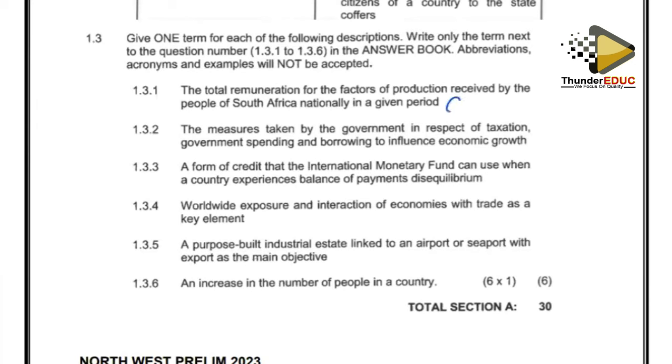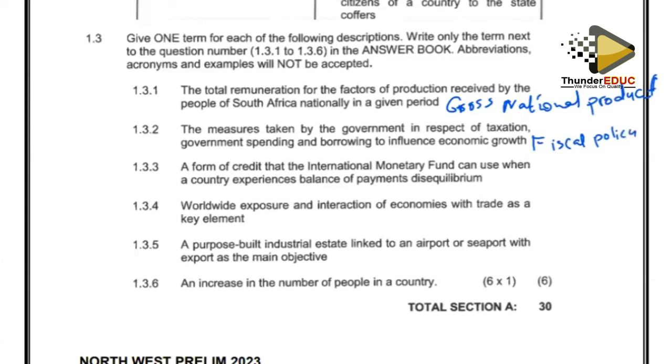Gross domestic product. This is gross national product, which is GNP. Okay, right. And then we have the measures taken by the government in respect of taxation, government spending, and borrowing to influence economic growth. That is nothing but what? Fiscal policy.